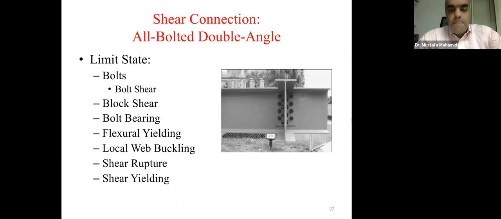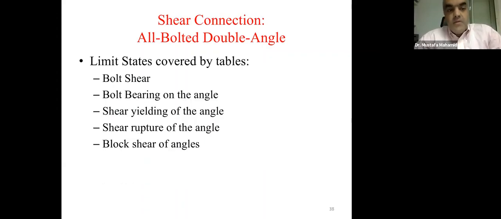So this type of connection has limit states such as bolt shear, block shear, bolt bearing, flexural yielding, local web buckling, shear rupture, shear yielding. We talked about all these limit states and the equations for them. Now, the limit states covered by the tables are bolt shear, bolt bearing, shear yielding of the angles, and shear rupture of the angles.